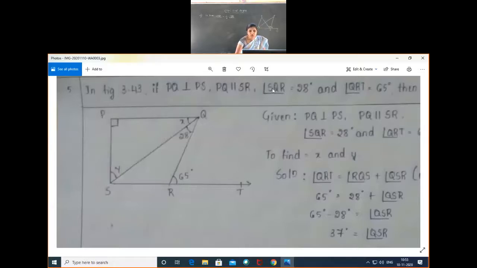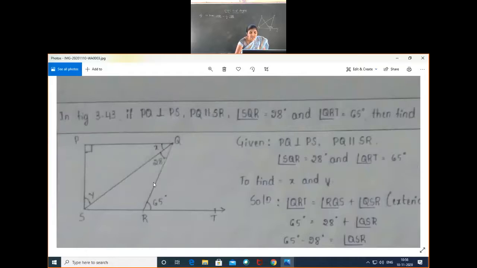Next, angle SQR is 28 here. This much only, 28. Angle QRT is 65. This angle is 65. Then find x and y. The question is to find x and y. We just have to find the value of x and y.